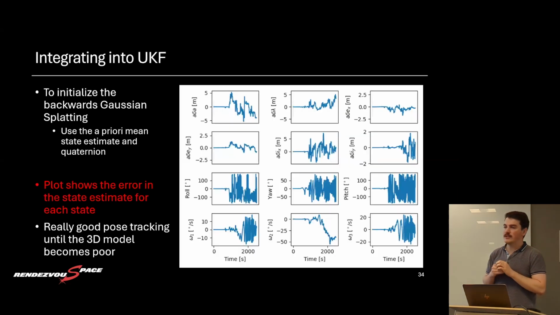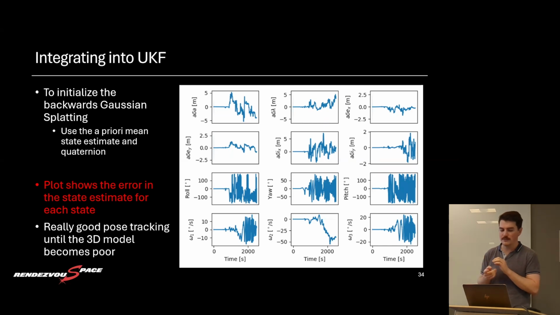We can then integrate this into the UKF, the estimation pipeline that I started this whole presentation with, to initialize the backwards Gaussian splatting, if you will. I'm using the a priori mean state estimate in quaternion. And this plot shows you the error in the state estimate for each state. It does really well for quite a while, and then it doesn't.